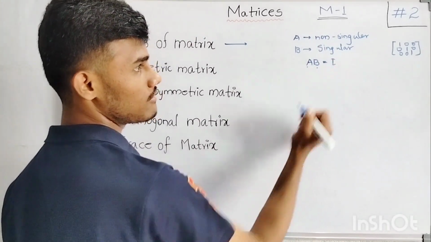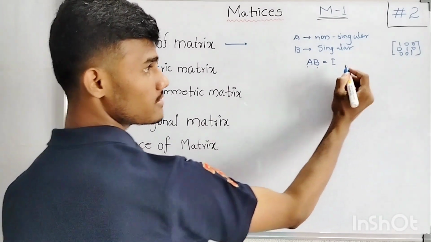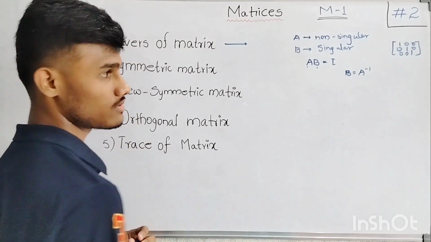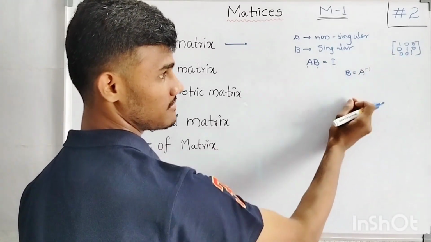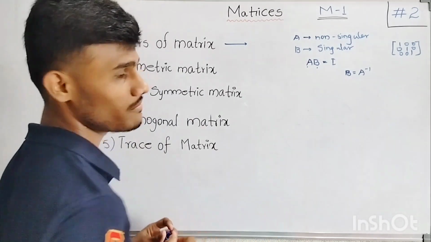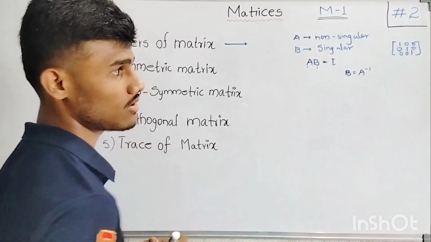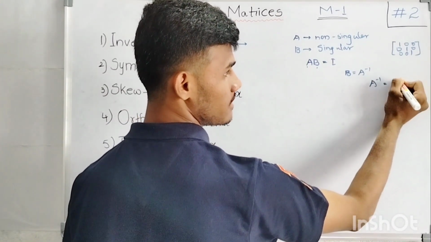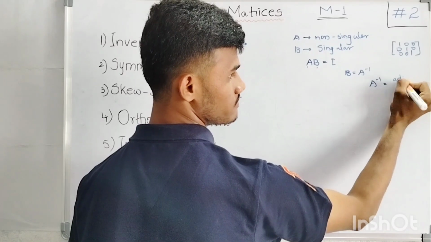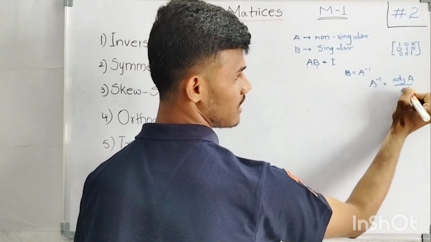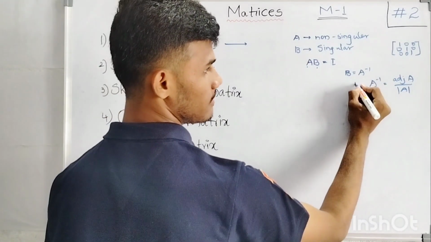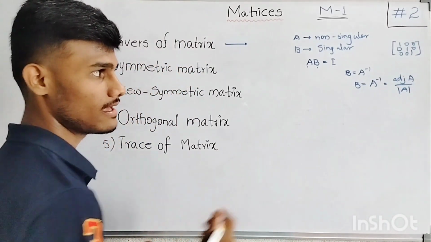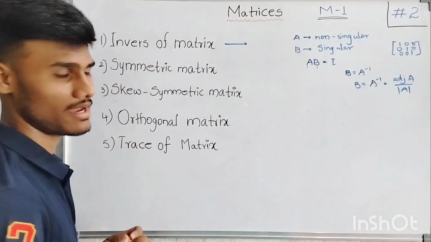the product of A and B equals I, then we say B equals A inverse. B is equal to A inverse. That type of matrix, or this condition, is called inverse of a matrix. Inverse of a matrix, that is A inverse, equals adjoint of A by det A, we can also write. Where B equals A inverse, which equals adjoint of A by det A. This condition of matrix is called inverse of a matrix.